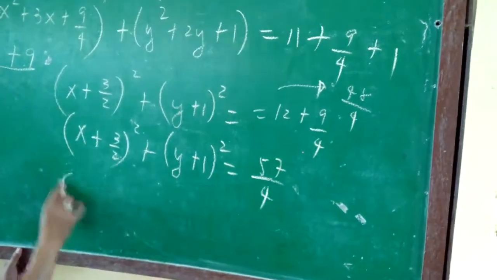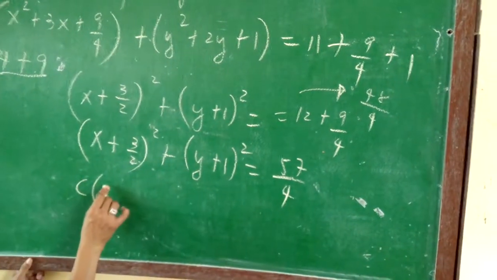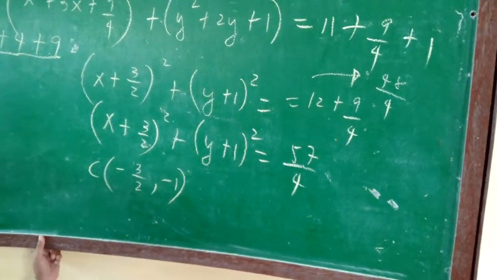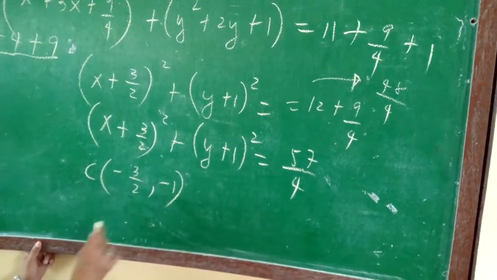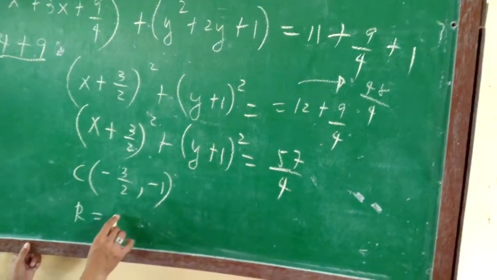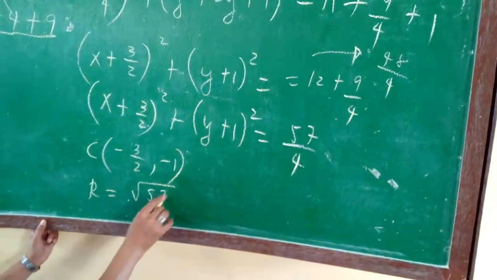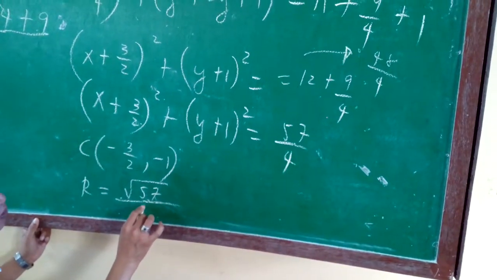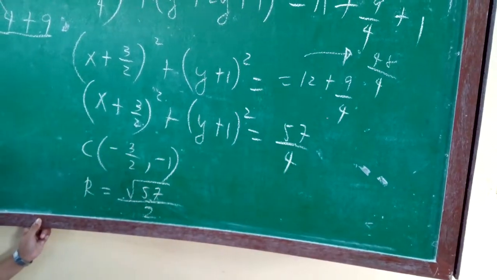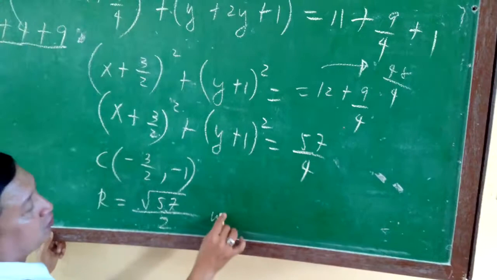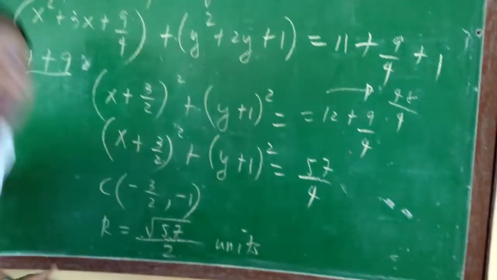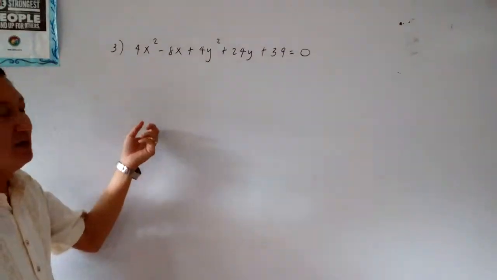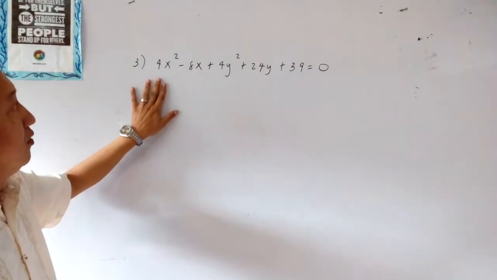So what is the center? It is located where? Negative 3 over 2, negative 1, particularly in the third quadrant, and the radius is equal to the square root of 57 over 2, because the square root of 4 is 2 units. I hope you are getting it. For the last one, take a look. Number 3, take a look.